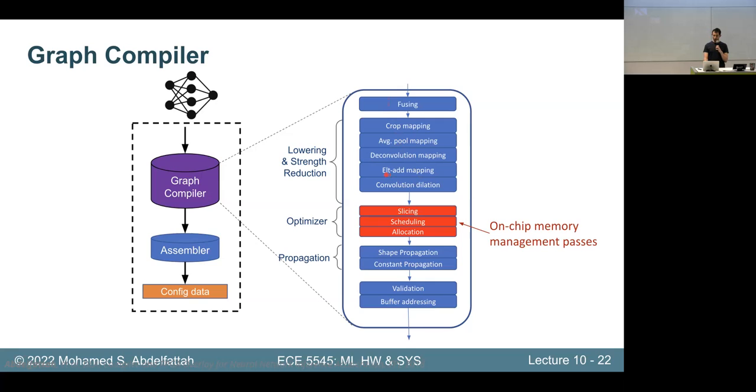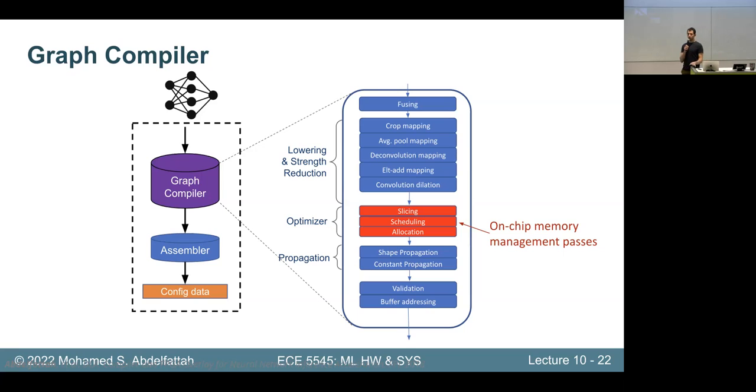What else? Element-wise addition. I think we mapped it to bias addition or something like that. So these are called lowering or strength reduction operations. Basically going from a richer set of operations specified at the user level to a more restricted and hardware supported set of layers.